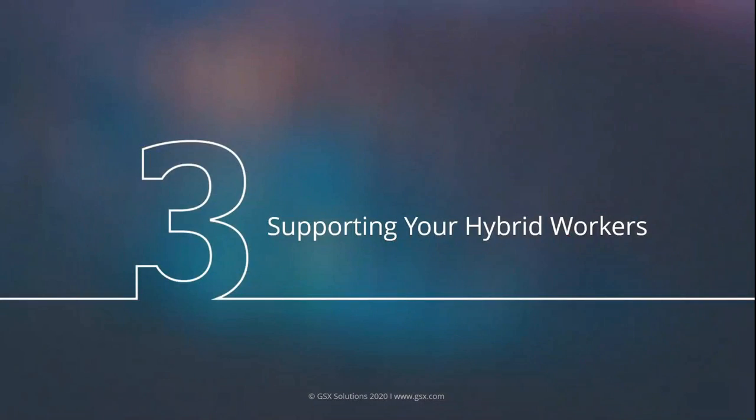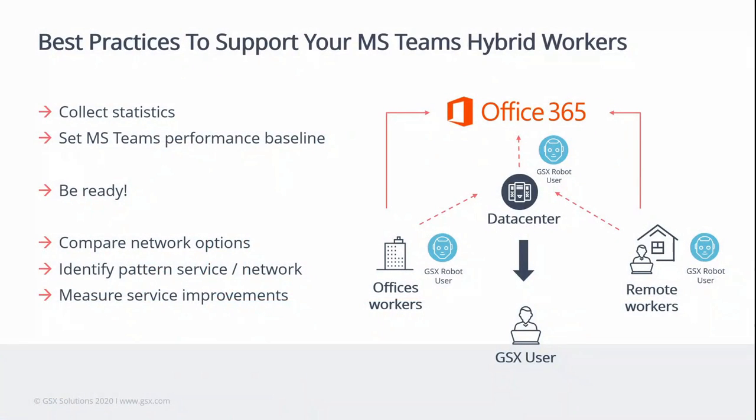So last point, how to support your hybrid worker. Well, basically, we have seen that to be able to analyze what's going on, you need data. And for that, you need to collect enough statistics to establish a performance baseline to compare normal service and issues, to compare network options, to identify patterns and service degradation, to measure service improvement when introducing change, etc. So you need this data. And to have this data, you need something that produces it 24/7. And that's how the robot users work.